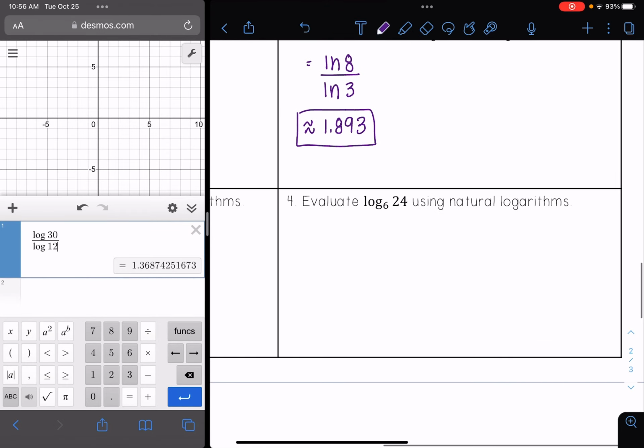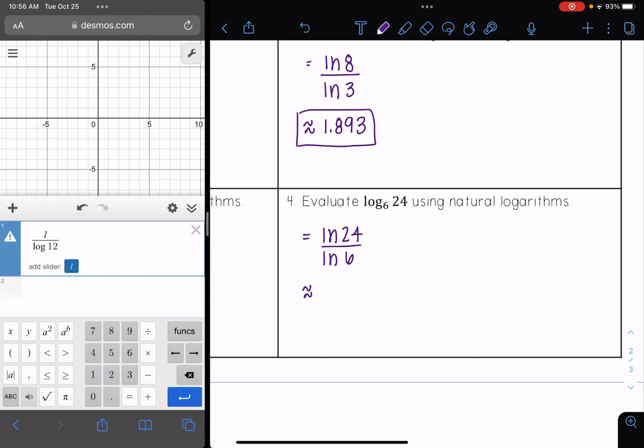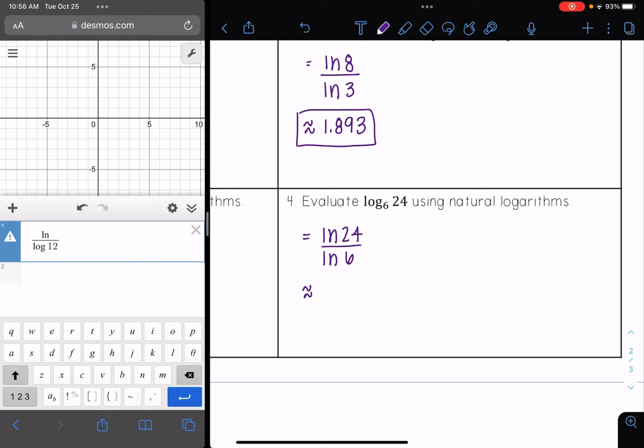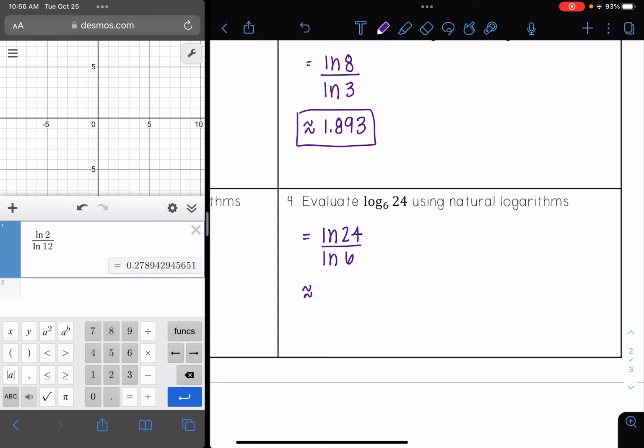Okay, looking at last one, here it says evaluate log base 6 of 24 using natural logarithms. So using natural logarithms, this is going to be equal to natural log of 24 over natural log of 6 using our change of base formula. And now using our calculator, changing these both to saying natural log, I have natural log of 24 divided by natural log of 6. And rounding that, I get that this is approximately 1.774.